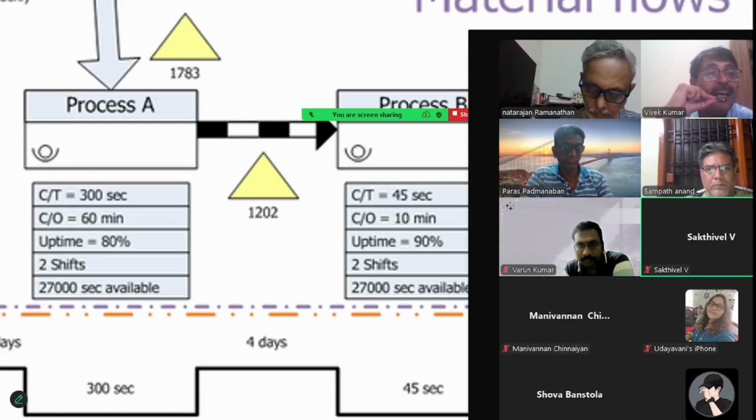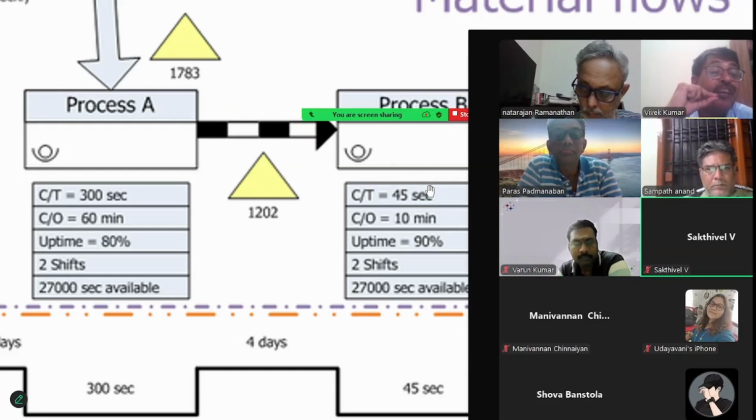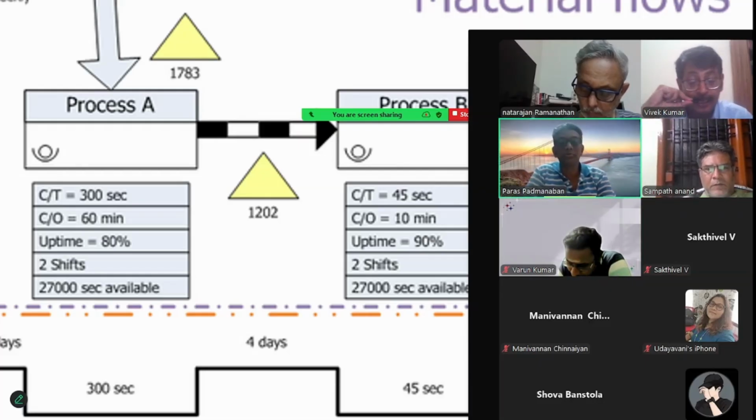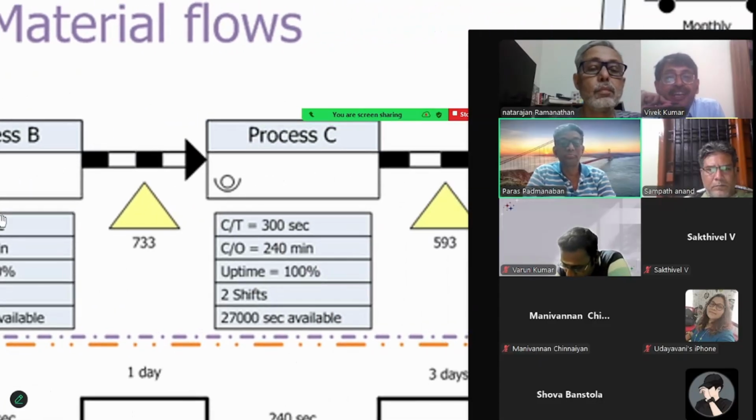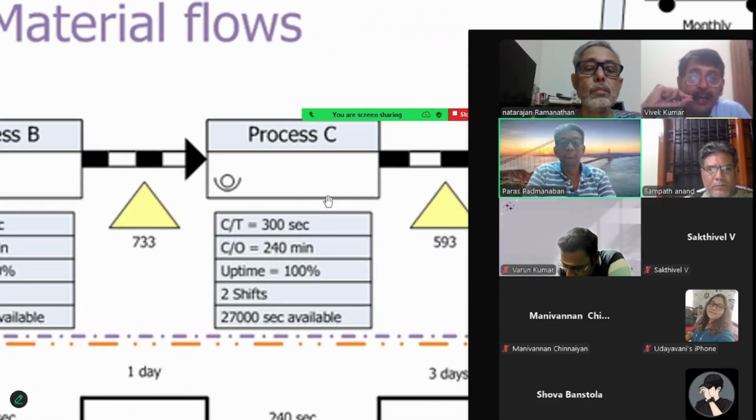So in a single piece flow, as in the example we took yesterday, this machine, process B, will be starving. Yes or no? All of you can see that? In a single piece flow, this process B will be starving. Now, look at process C.